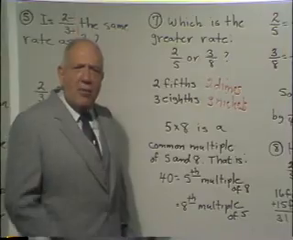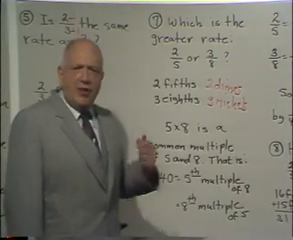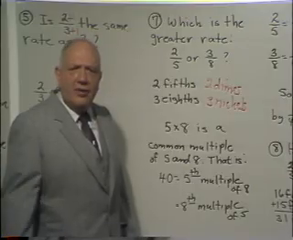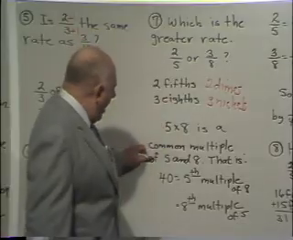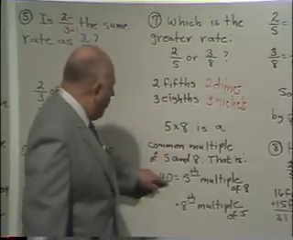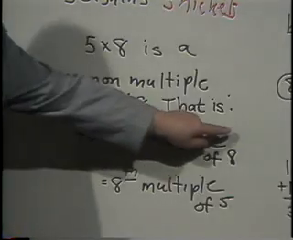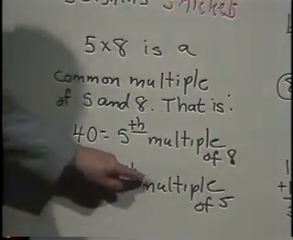What number is both a multiple of 5 and 8? The easiest way to do this problem is multiply the 2 numbers together. 5 times 8, which is 40, is a common multiple of 5 and 8. In fact, what is 40? It's the 5th multiple of 8 and also the 8th multiple of 5.